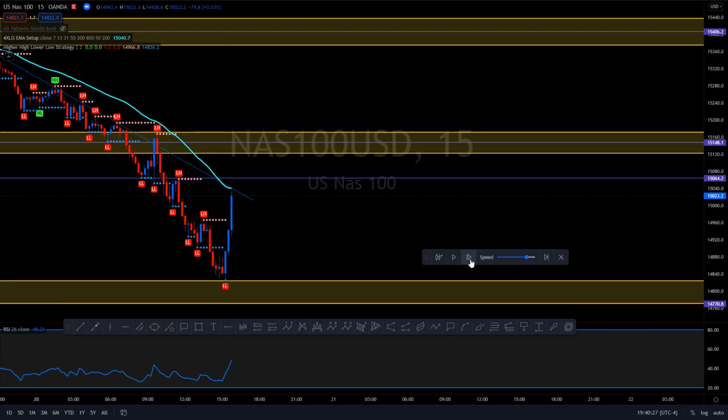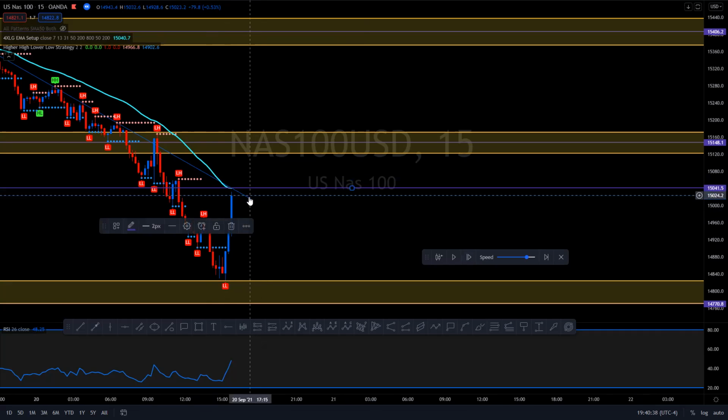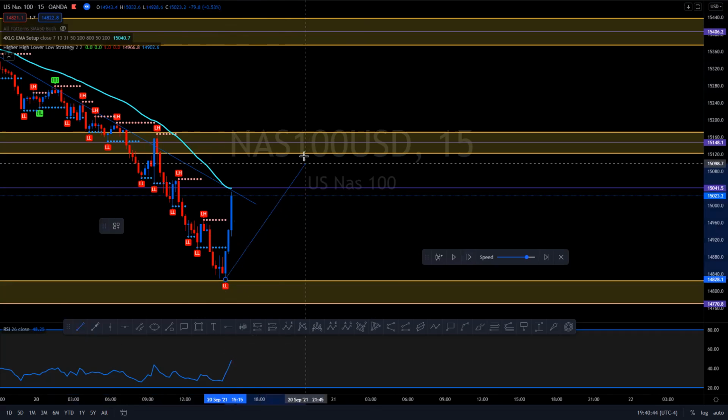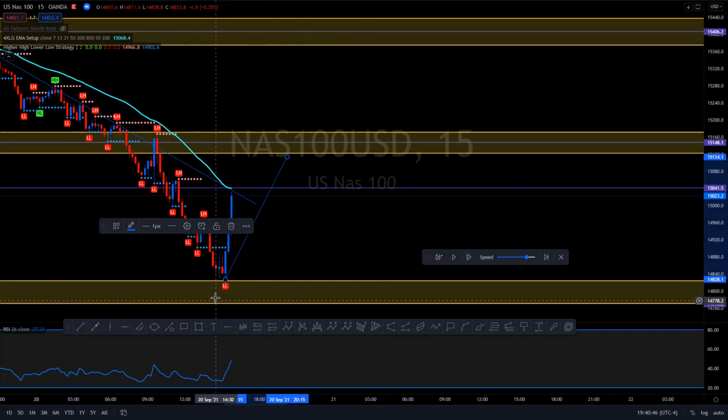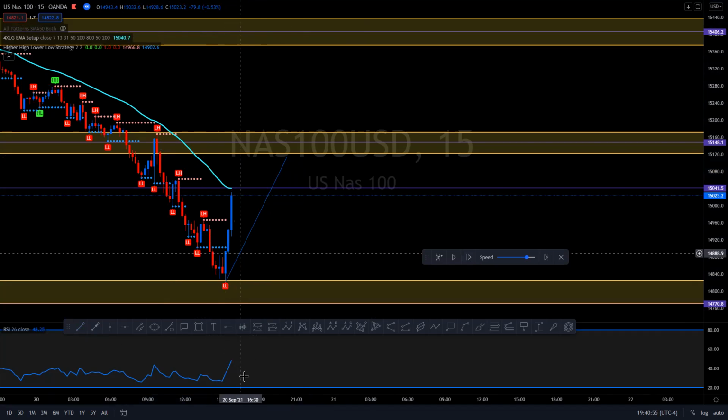Now at this point, I probably would go ahead and prepare to buy. So I'll probably move my horizontal line down here and my trend line here. And really at this point, I would just adjust my trend line and draw it here, to be honest, because price is already reversing. We can see that on the RSI.